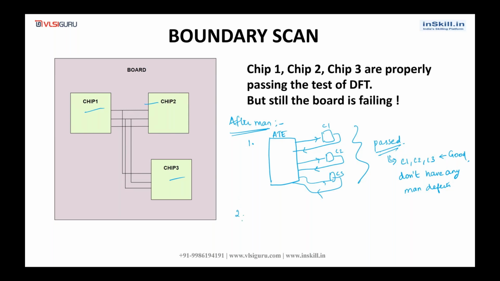After this, these chips are placed on a board. Board is nothing but the PCB board. Chip 1, chip 2, chip 3 are placed on the PCB board, and then the interconnections between these chips are formed. Now next, the board is tested.